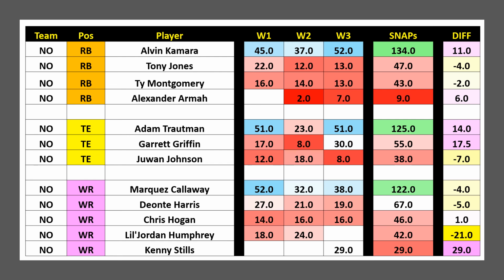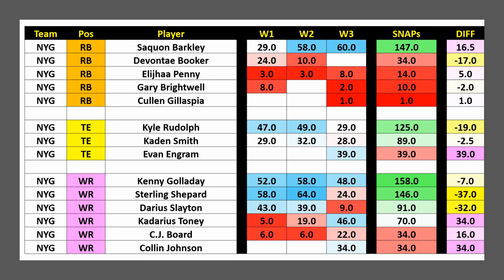Troutman's there. Juwan got some play, but now he was number 3 tight end. Callaway at 38 snaps, Harris 19, Hogan. Kenny Stills, folks. Is he going to be the number 2? I thought we were done with him and he's back. I don't remember much about him, so maybe Stills is worth an add in a deep bench.